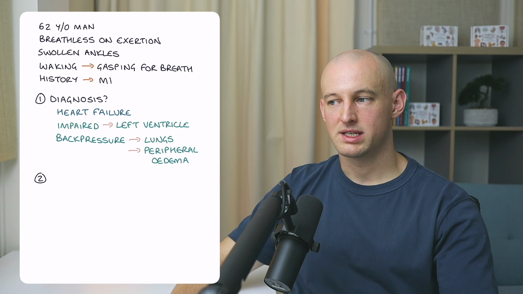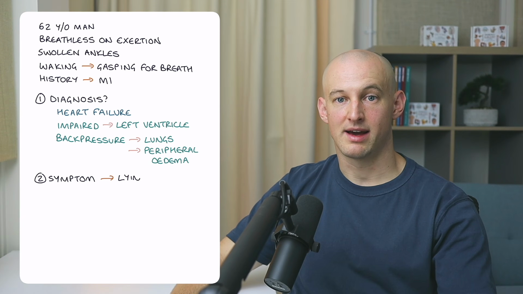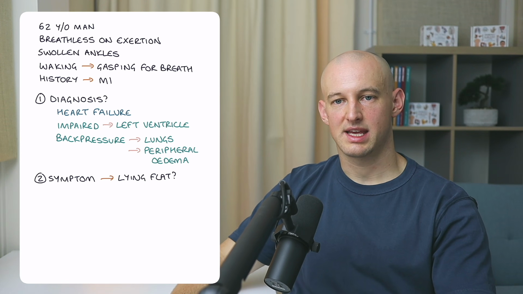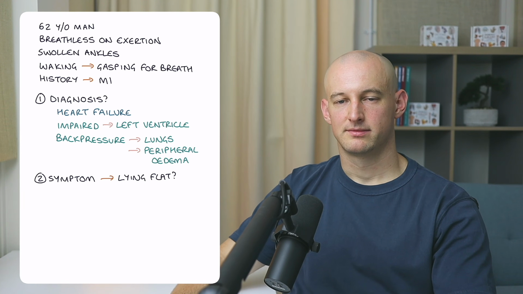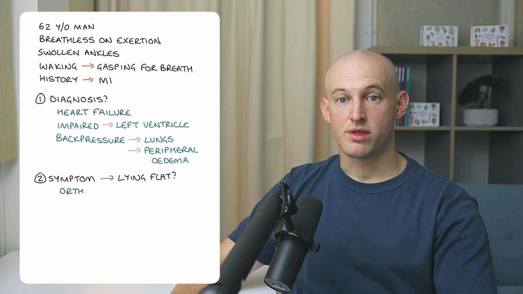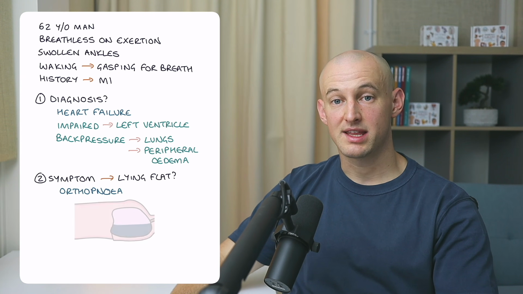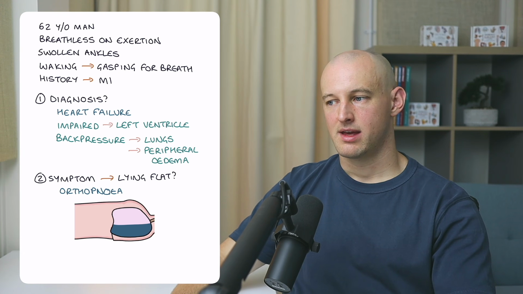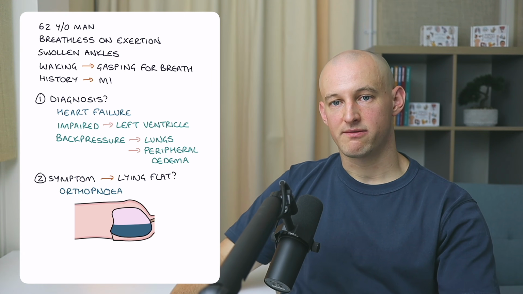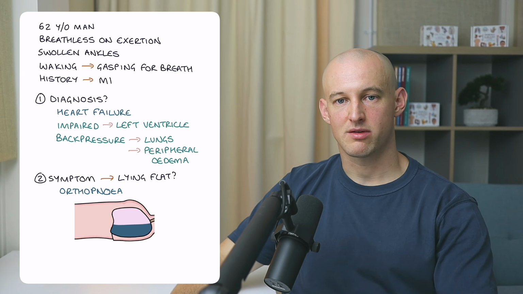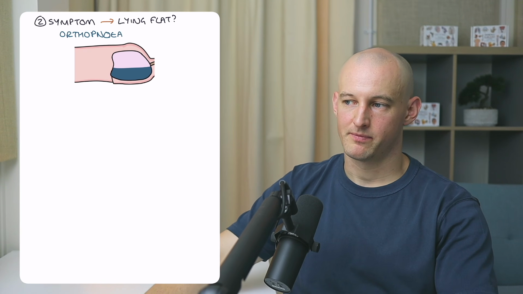Question 2. What are the key symptoms when this patient lies flat? What's the key symptom? The key symptom is orthopnea, and this refers to breathlessness when lying flat, which is relieved by sitting or standing. It basically is caused by the fluid settling with gravity over a greater surface area of the lungs when lying flat compared to being upright.